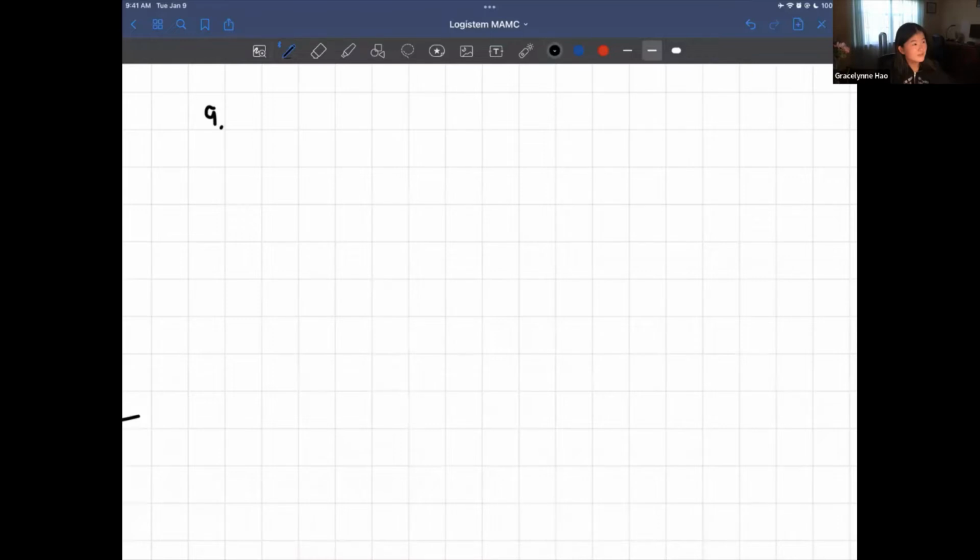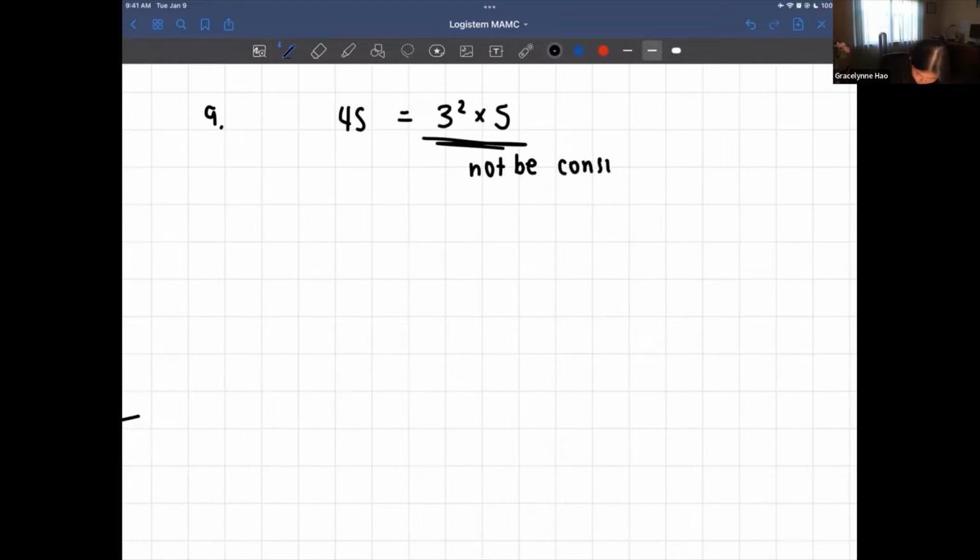Basically, we need to remember that because 45 is the product of powers of 3 and 5, numbers that have 3 and 5 in their factorization would not be considered. So those are the numbers that she doesn't choose, or the probability we're trying to find here.